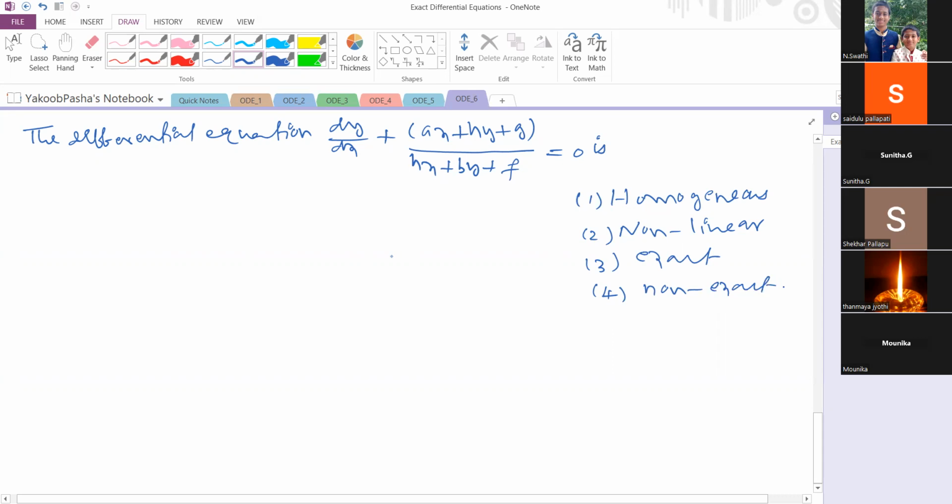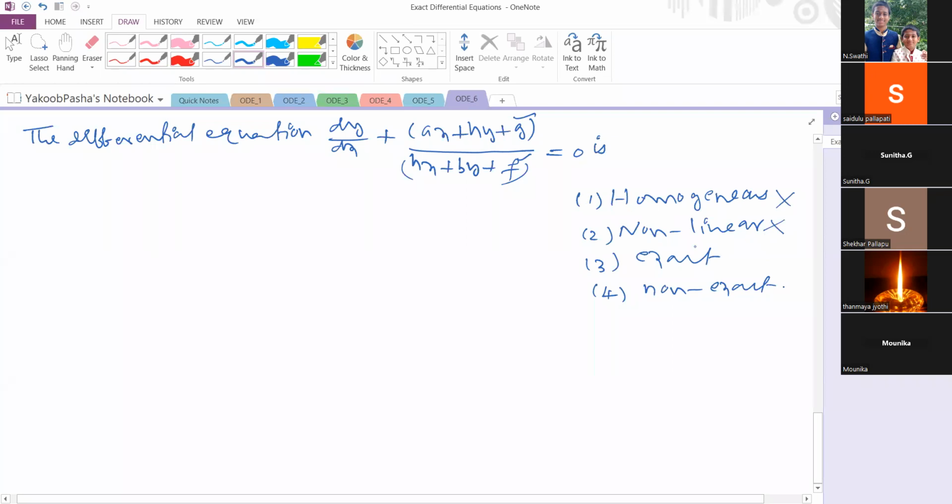Now clearly this differential equation contains constant terms g and f, so it is not a homogeneous equation. Now it is a linear differential equation. So linear differential equation, so non-linear is wrong.